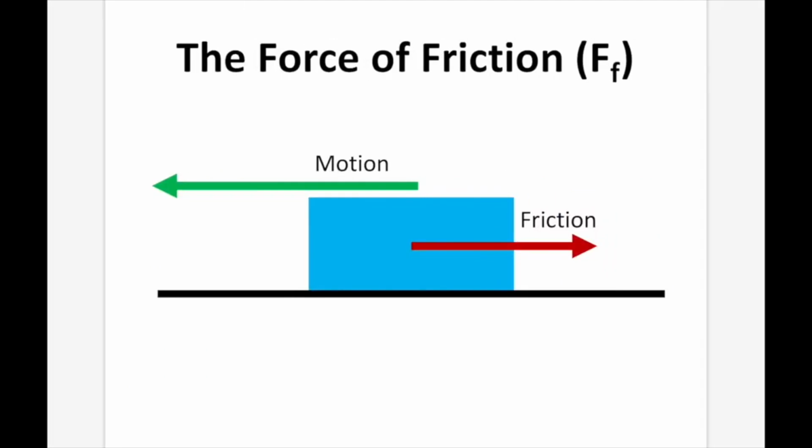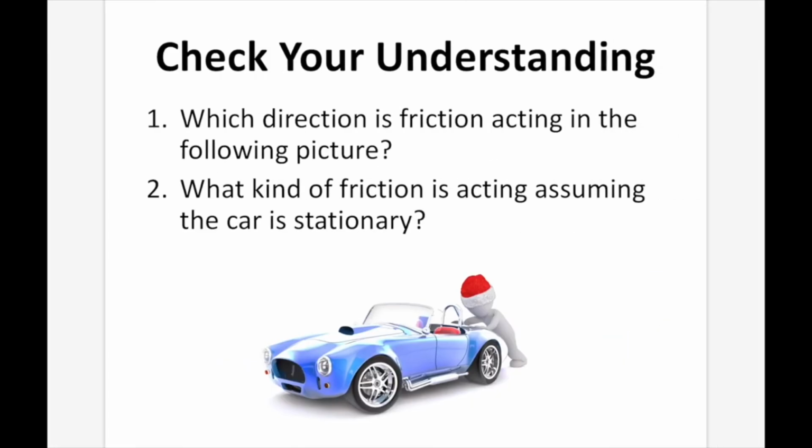And you can see right here, our object is moving to the left, or at least that's where motion is trying to go, and our friction is opposing that motion to the right. If we were to change the direction and say that's motion, well, now friction is going to move to the left. It's always going to oppose our motion. Check your understanding. Which direction is friction acting in the following picture, and what kind of friction is acting assuming the car is stationary? So pause the video and answer these two questions.